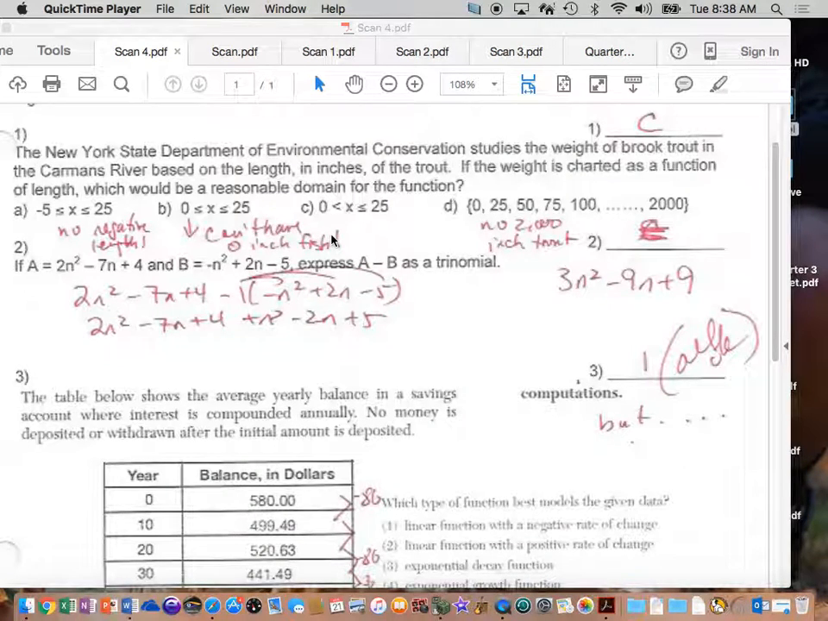Let's go through the correct answers to the quiz. I think there were a number of questions on here that tripped you up. There was one that actually tripped me up the first time I went through it.